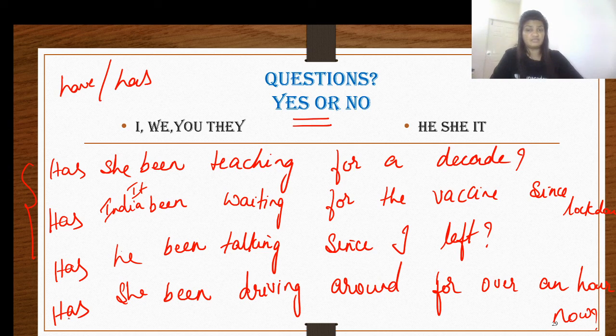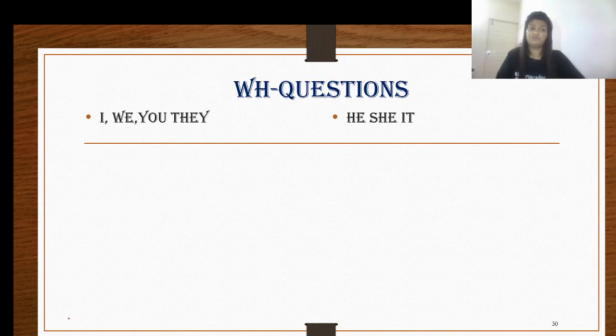Has India been waiting for the vaccine since lockdown? Has he been talking since I left? Has she been driving around for over an hour? So that is how you frame your yes or no questions with different types of subjects. Now let us move on to WH questions.